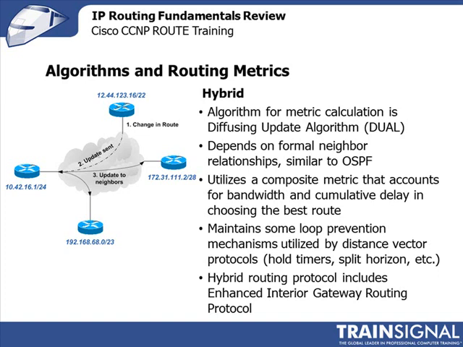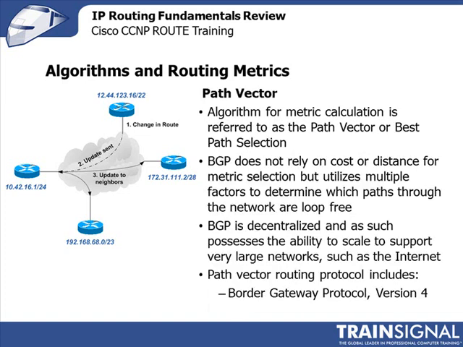The hybrid routing protocol includes enhanced interior gateway routing protocol. They didn't have an IGRP version 2, they just built a whole new one with a more complex metric and a variety of things. So sometimes it's referred to as hybrid or balanced hybrid or advanced distance vector, but they all mean the same thing. Finally, there's path vector algorithms.